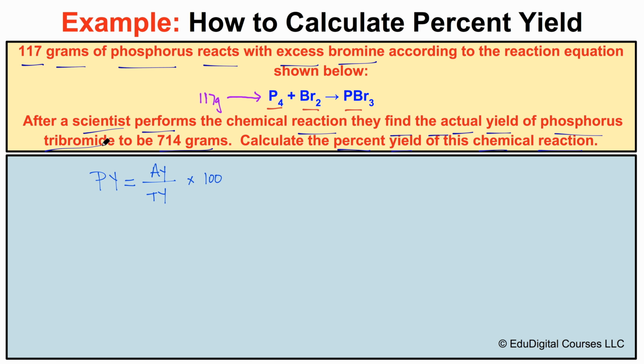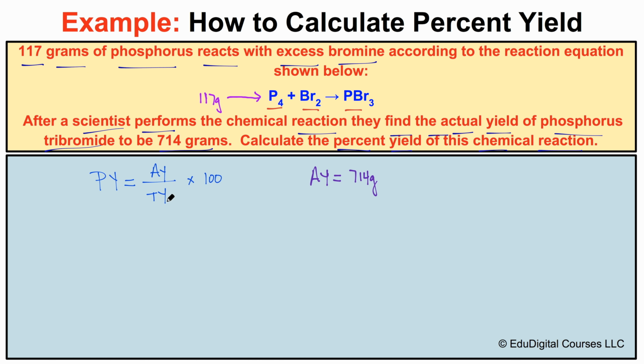So if we take a look at this problem, we have some given information. It says after a scientist performs the chemical reaction, they find the actual yield of phosphorus tribromide to be 714 grams. So we know that the actual yield, which we'll label here as AY, is 714 grams. They did this in the lab, and they found that the amount of phosphorus tribromide that was produced was 714 grams. So here's our actual yield, and we will put that here in our formula.